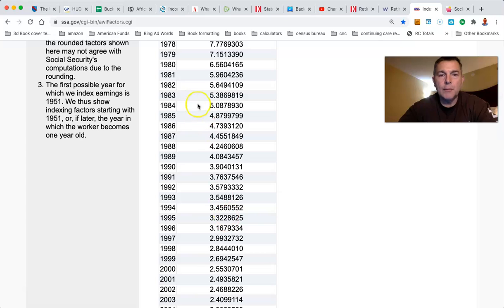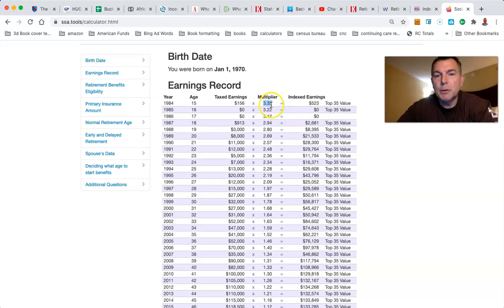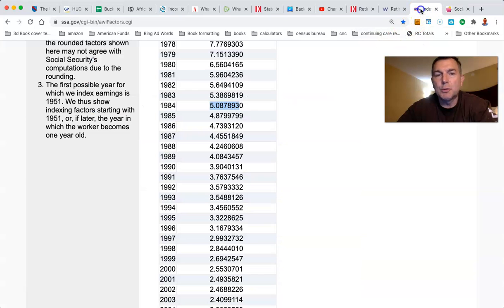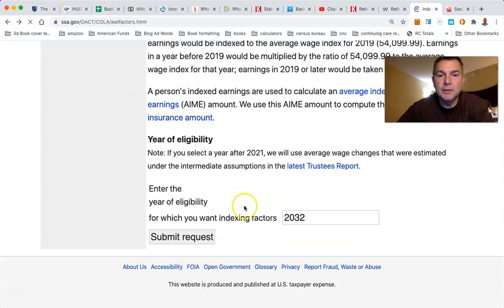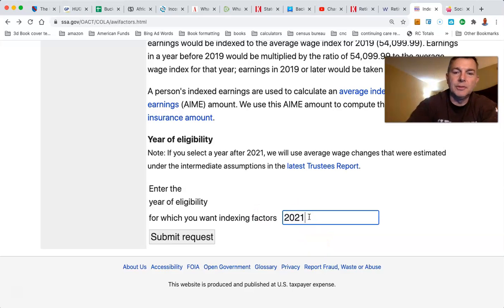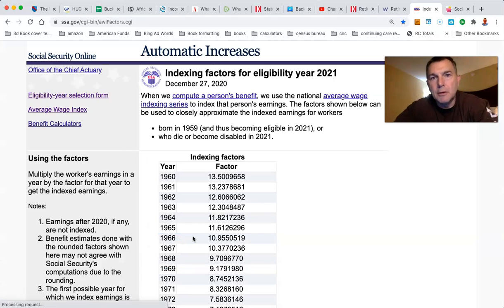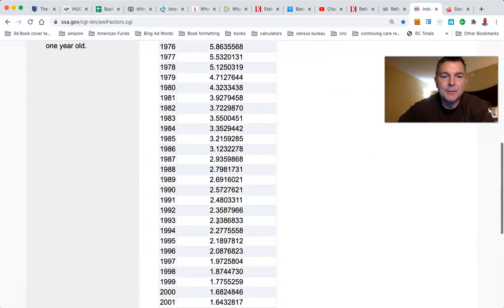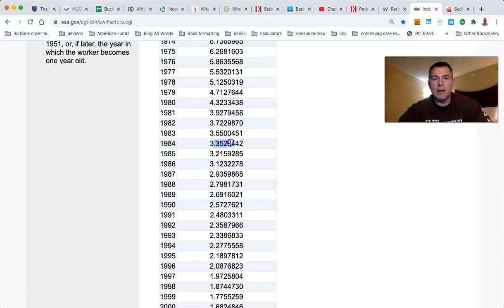So if we go to 1984, the first year I made income, it's 5.087, which is my indexing number for the first year I actually had income. But they're showing 3.35, and the reason they're showing 3.35 is because they're using the current eligibility year. So look right there, 3.35, which is if I was turning 62 today.